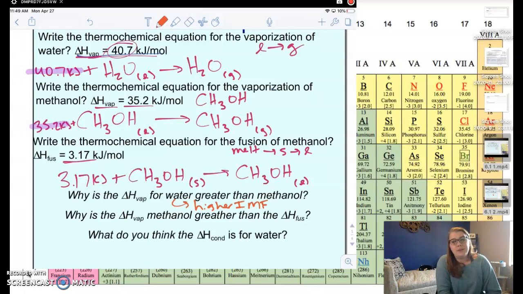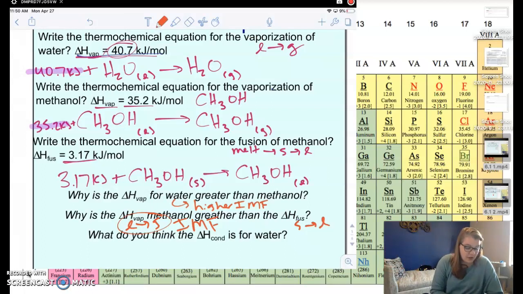Why is the delta H of vaporization for methanol greater than the delta H of fusion? Remember, vaporization is going from liquid to gas, and fusion is going from solid to liquid. Well, in which one are you breaking more IMF? Liquid to gas or solid to liquid? Liquid to gas. Again, you're breaking more IMF when you're going from a liquid to a gas because you're going from a fair amount of IMF to literally no IMF. So you're breaking so much more, and that takes so much more energy.